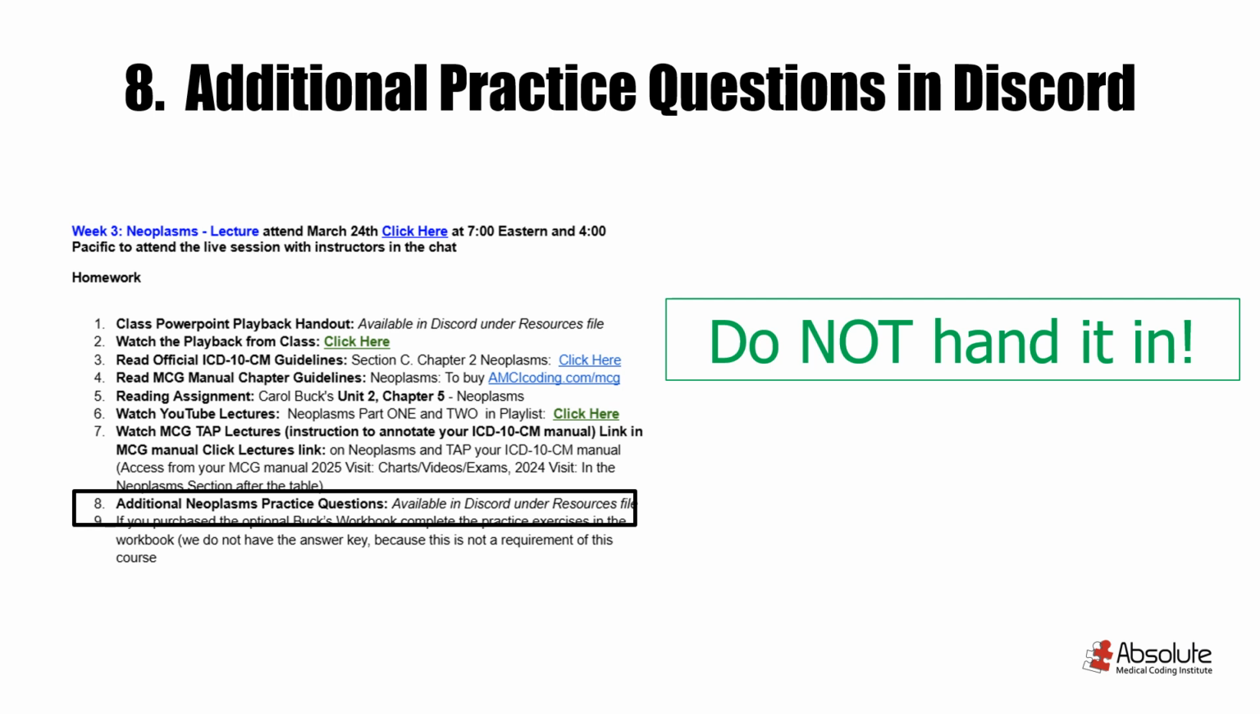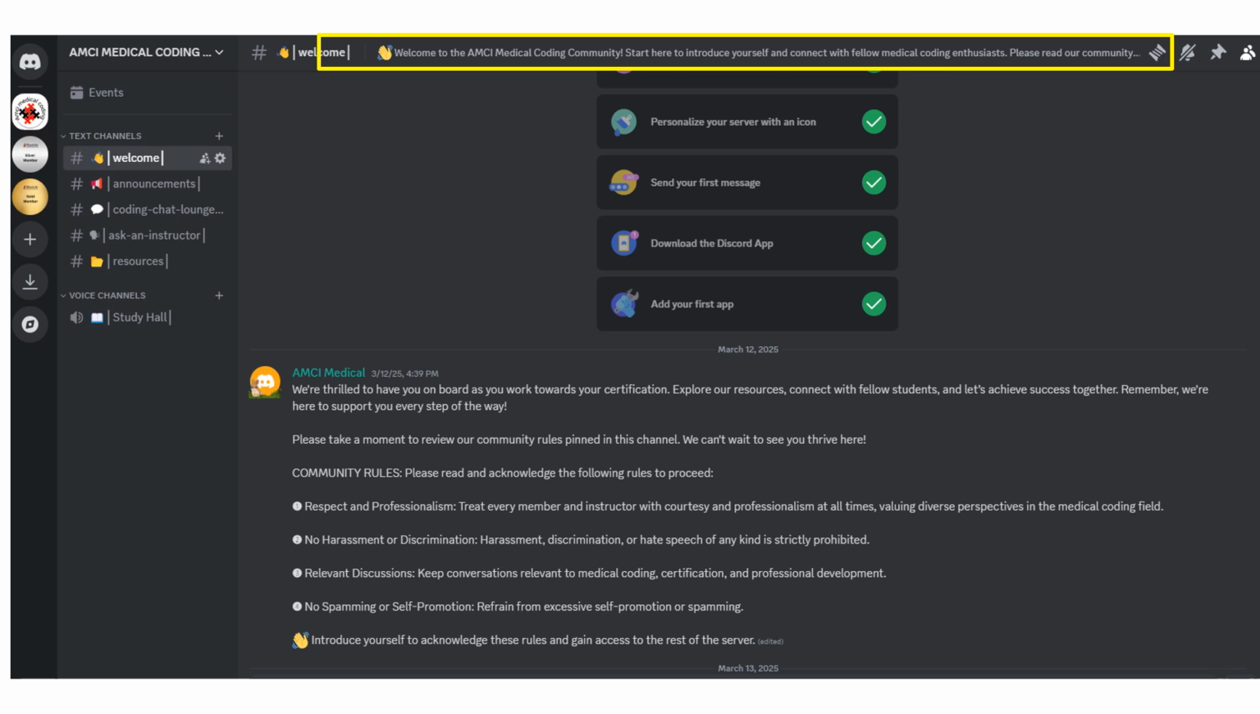Okay, some people are having difficulty getting or logging into Discord. If you're unable to log into Discord, contact us at Student Success. That's contact at amcicoding.com.